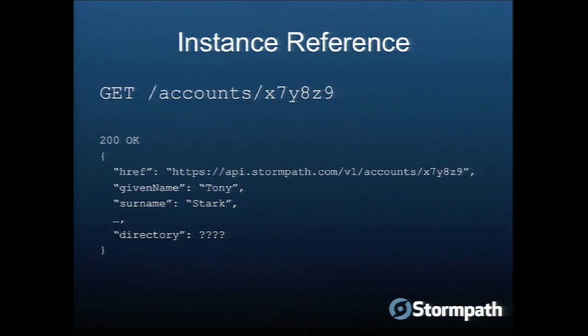So in this example, I've got an account resource. It's an instance of a particular account, and I've got some data. I've got the href, which is the global identifier. I've got given name, surname, maybe some other properties. And then there's this directory property that, for example in Stormpath's API, tells the caller the directory to which that account belongs. A directory is a container of accounts. So how do we reference the directory?